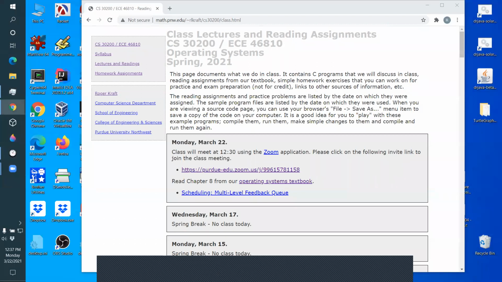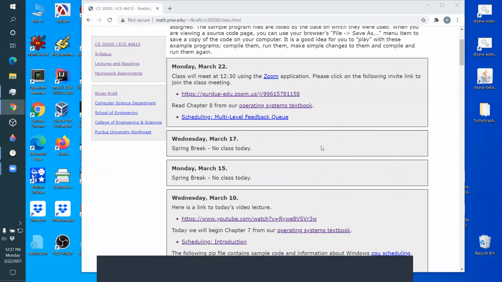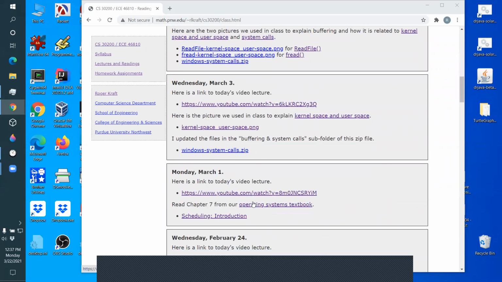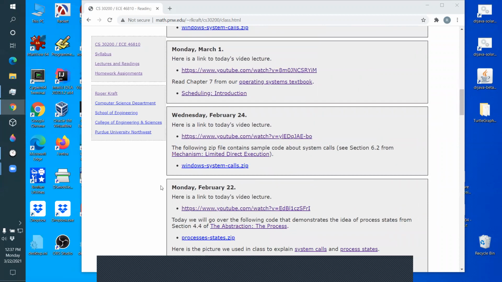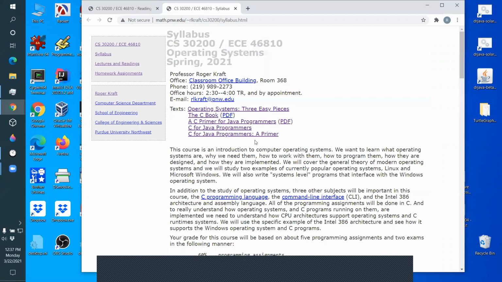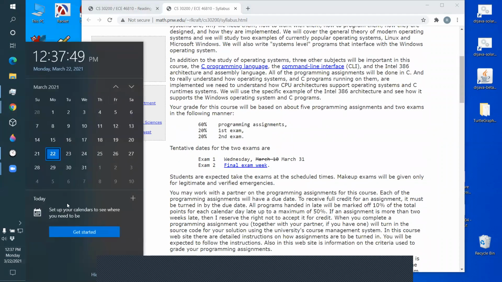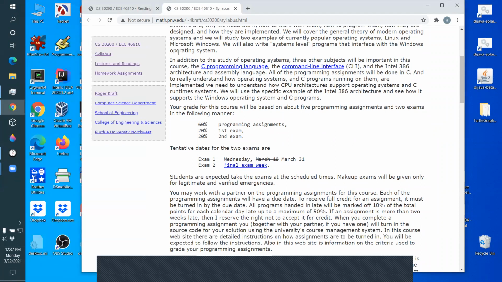Okay, now let's reassess where we are. The midterm exam will be on March 31st. So that's a week from Wednesday. Okay, so the first midterm is a week from Wednesday.